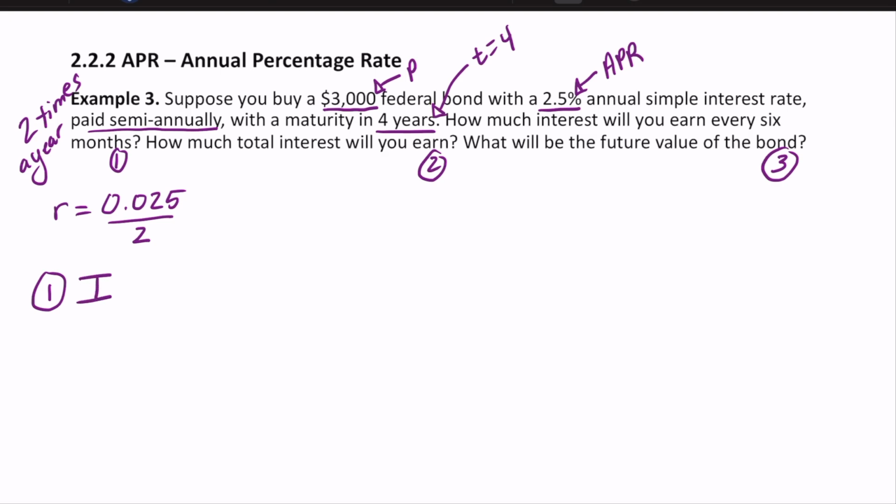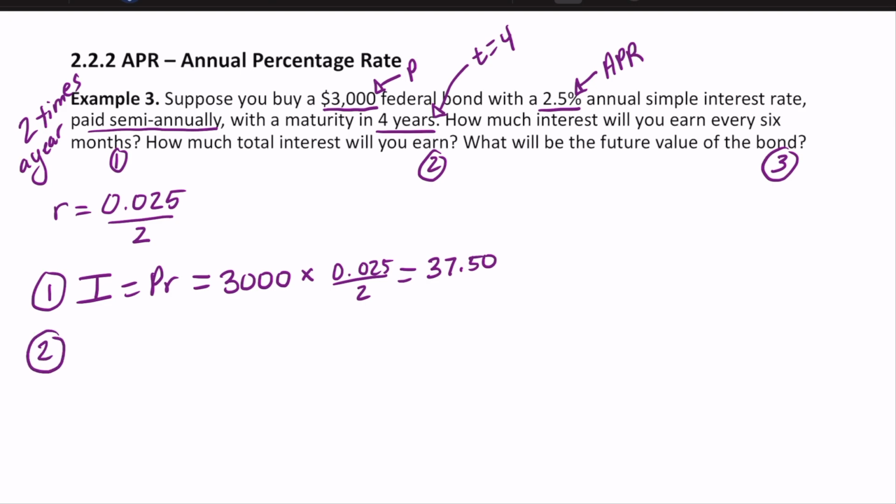So the first thing says we want the amount of interest every 6 months. 6 months is the paid semi-annually period. So that's one pay period, which means I'm just using the very first formula because we are just trying to figure out the amount of interest being paid that one time. And we're multiplying our principal by our interest rate to get that we are going to earn $37.50 each pay period, or each 6 months.